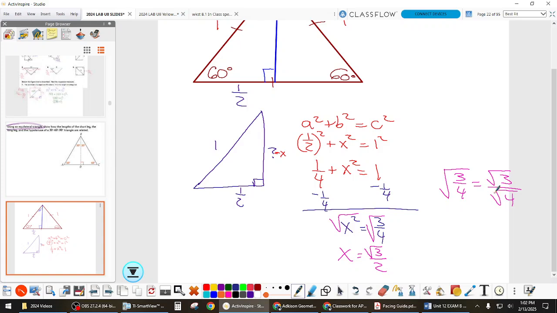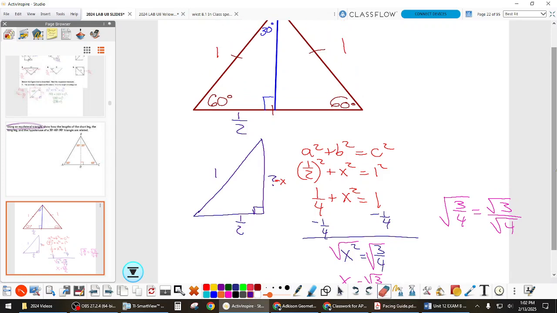Well, square root of 4 is 2. Square root of 3 we're not going to change. We're going to leave it that way. Okay? So this is kind of why these are a little bit harder, because now the medium side is the square root of 3 over 2.